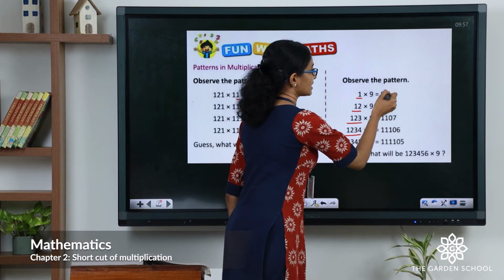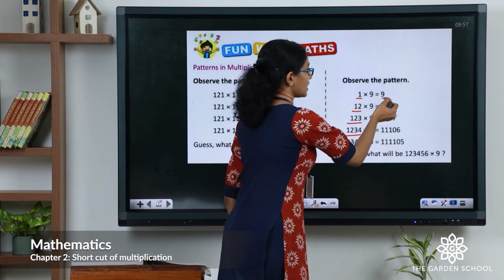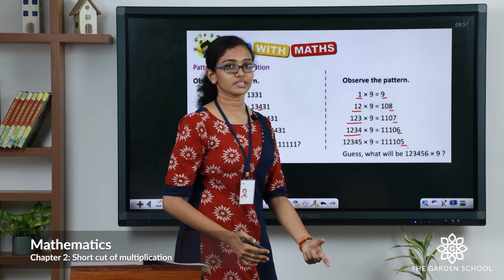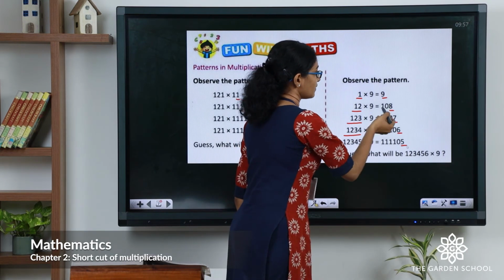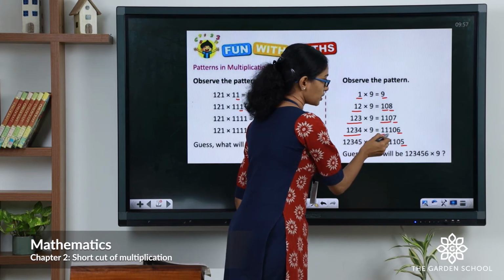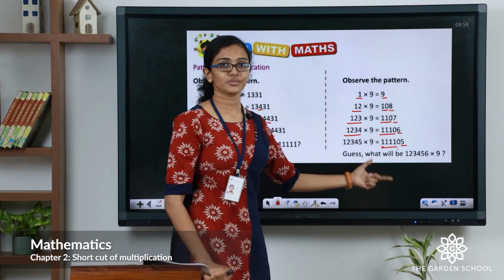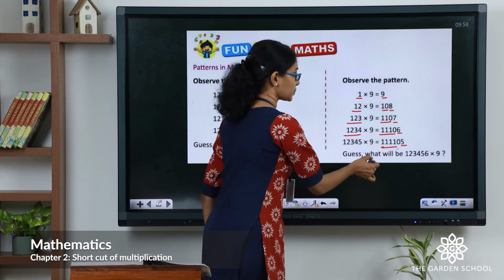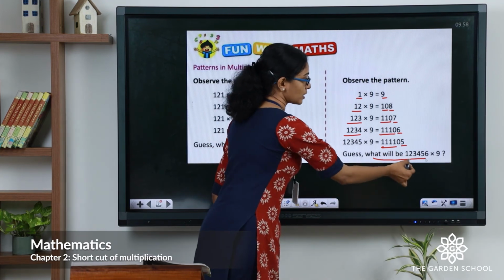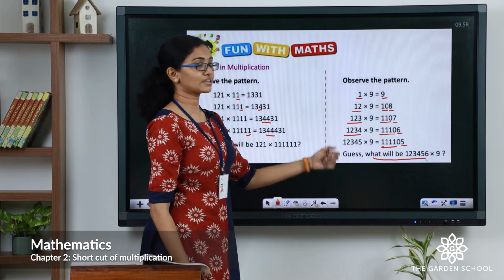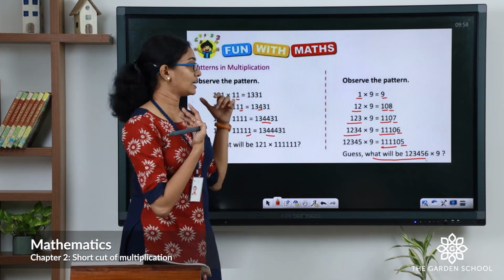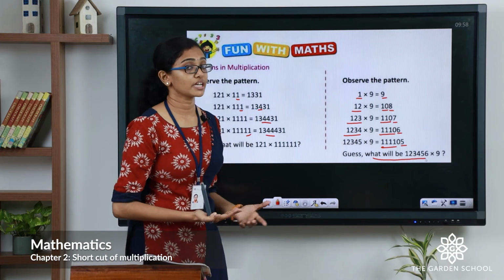Here, the last digit or the ones digit is 9, 8, 7, 6, 5. It is decreasing in a pattern. And to the left of it, you can see 1, 0, then 1, 1, 0, then 1, 1, 1, 0. Again, there also we have one pattern. From this, we can easily guess what will be the answer to 1,23,456 into 9.